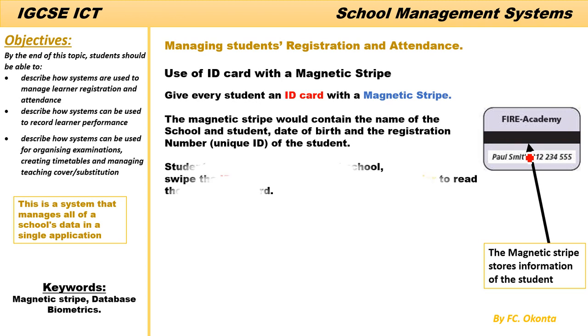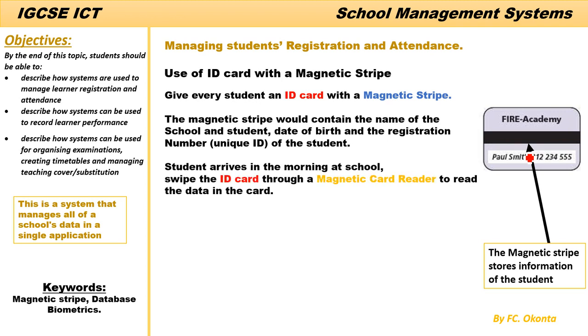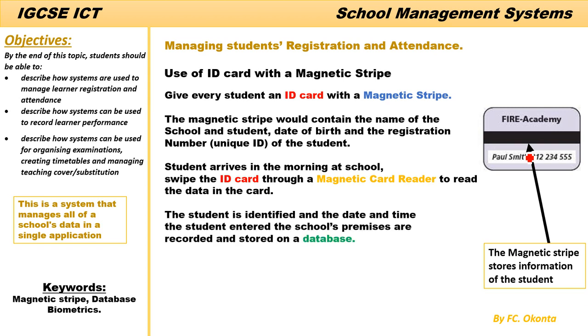Now when the student arrives at school in the morning, the student will swipe the card through a magnetic stripe reader, which will read the data stored in the magnetic stripe. The student is then identified, and the date and time the student entered the school premises are recorded and stored in the school database. So when you come into school in the morning with your card, you go straight to the magnetic stripe reader, you swipe your card, and the computer uses your student ID to search if you are actually a student of the school. Once that is confirmed, the date and time you swipe the card is registered in the school database.